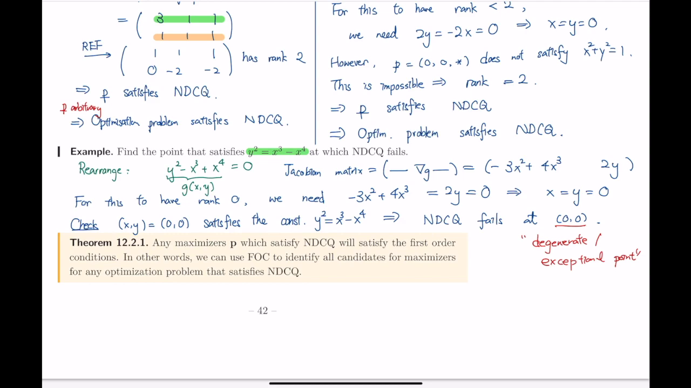That's the reason. So at the end, I want to just mention why NDCQ is very useful for us. So basically, the key point is here. Okay, the key point is here. So if our optimization problem satisfies the NDCQ, then we can use simply just the first order condition to identify all the candidates for the maximizer. So that means that if NDCQ is satisfied, then there will be no exceptional point.